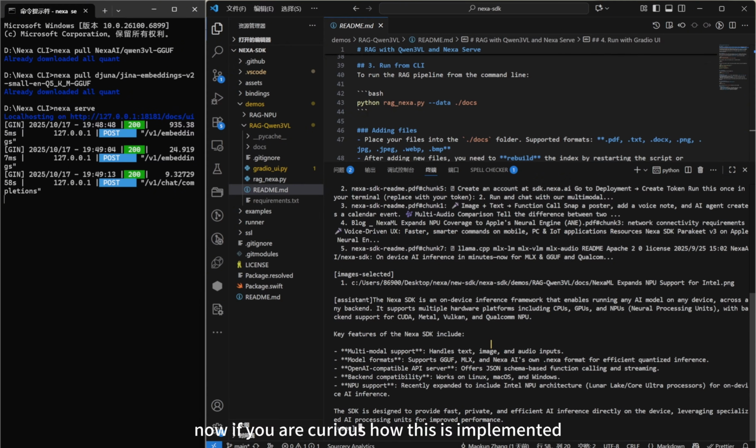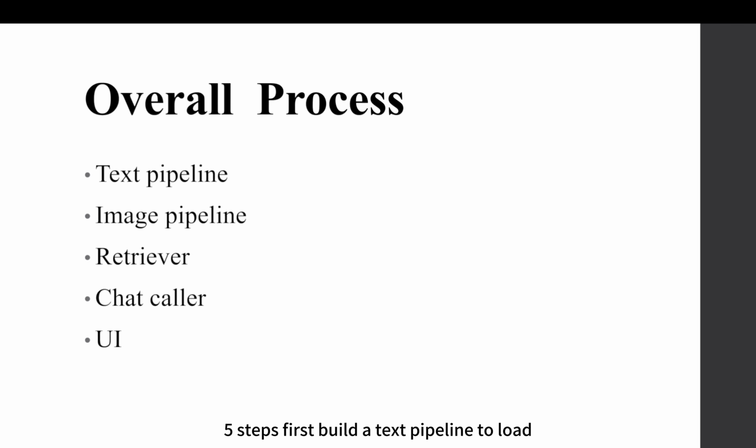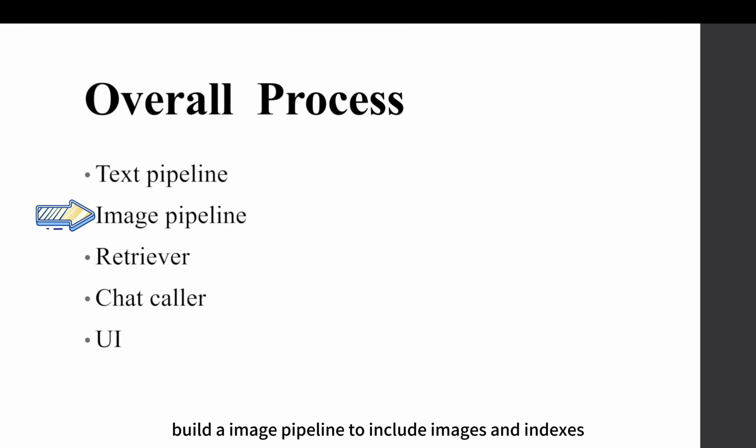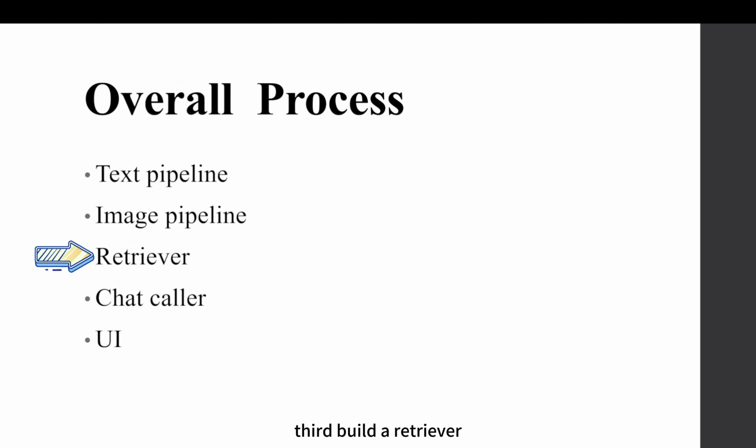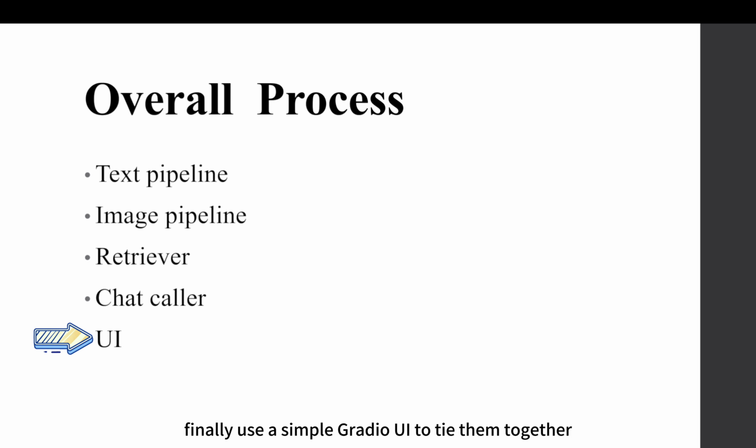Now, if you are curious how this is implemented, the overall process can be roughly divided into 5 steps. First, build a text pipeline to load, chunk, embed, and index documents. Second, build an image pipeline to encode images and index them. Third, build a retriever that pulls top-K text and image evidence for any question. Fourth, build a chat caller that sends the question, the text context, and the images to Qwen3-VL model and streams the answer. Finally, use a simple Gradio UI to tie them together.